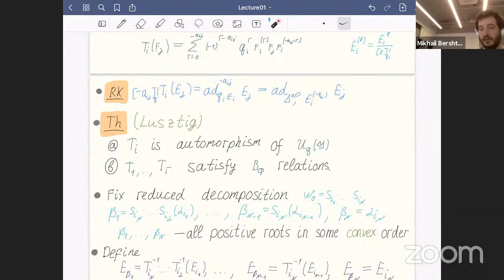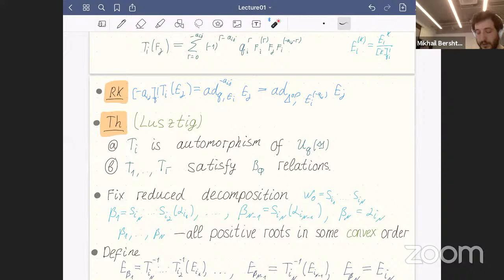The standard usage of the braid group is that we can act by the braid group on the simple generators, the E_i, and obtain generators which will correspond to not simple but other roots. So we get some analogs of the original root generators of the Lie algebra. Sometimes it's called the Cartan-Weyl basis.